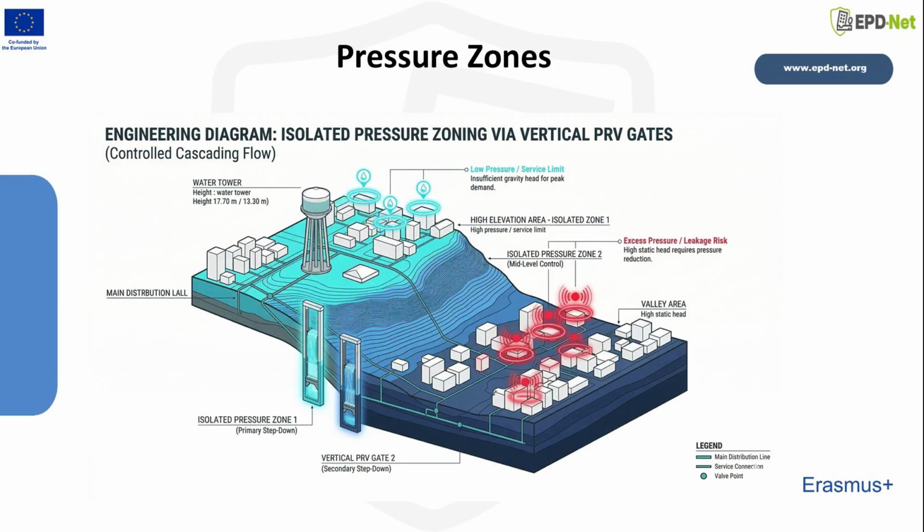From an operational perspective, pressure zoning provides several benefits. It enables more precise pressure control, reduces the risk of overpressure-related leaks and pipe failures, and improves the overall reliability and efficiency of the water distribution system.